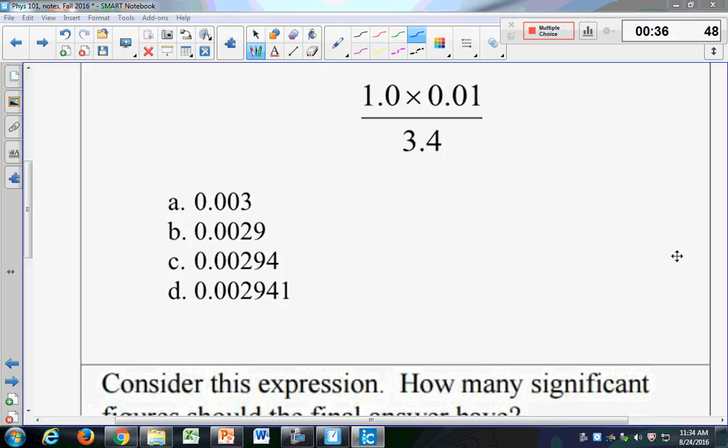Feel free to ask your neighbor what they put, okay? All right, I'm going to stop at 115.